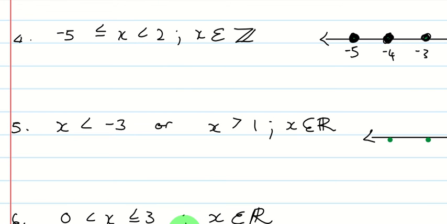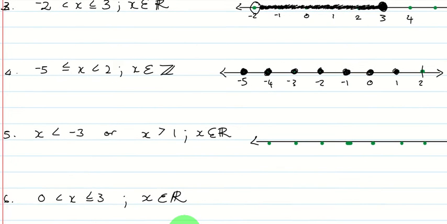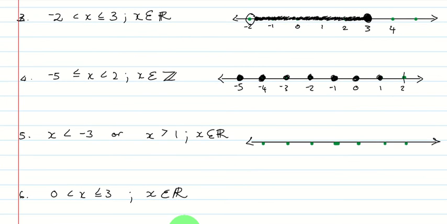Now first, I forgot to read what that is saying. That says x is less than -3 or greater than 1. Okay. So if I were to put in my values, that means we're starting here at -4, -3, -2, -1, 0, 1, 2, etc.